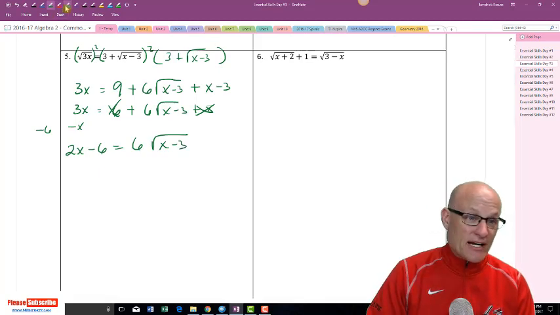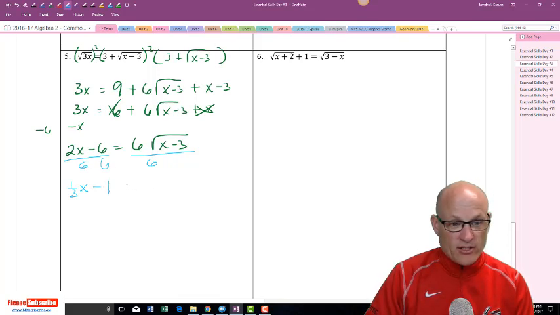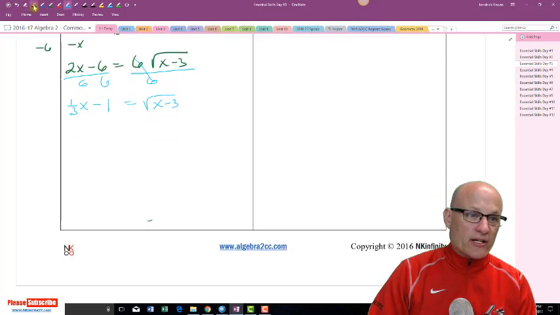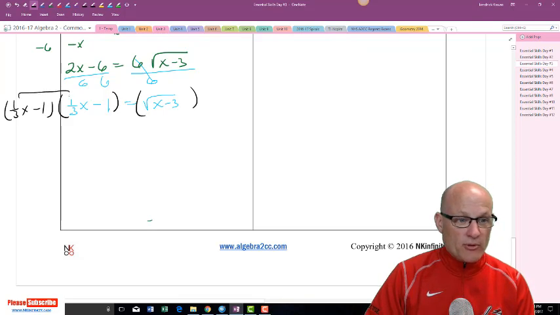You still have to isolate the weird thing. So we're going to get that weird thing alone. So I'll divide by 6. So I get 1/3 x minus 1, right? Because I'm just going to divide each of those by 6, equals the square root of x minus 3. Now we got to square both sides. So now things are going to get a little bit crazy. Remember, this means write it twice. 1/3 x minus 1. Double distribute.